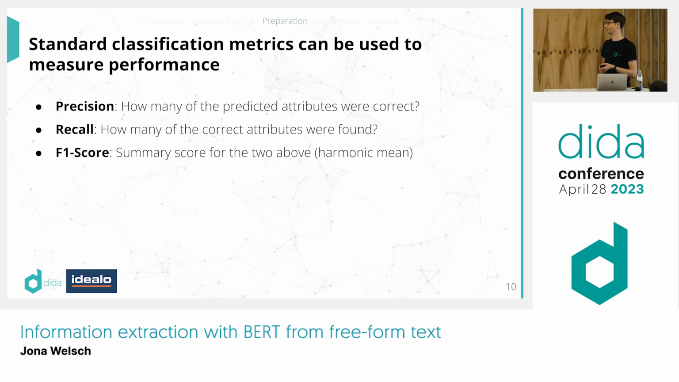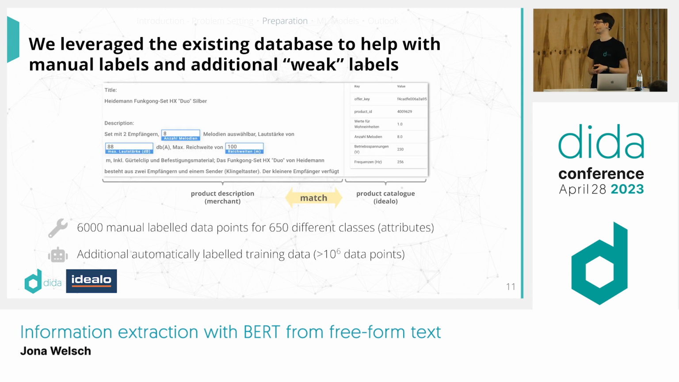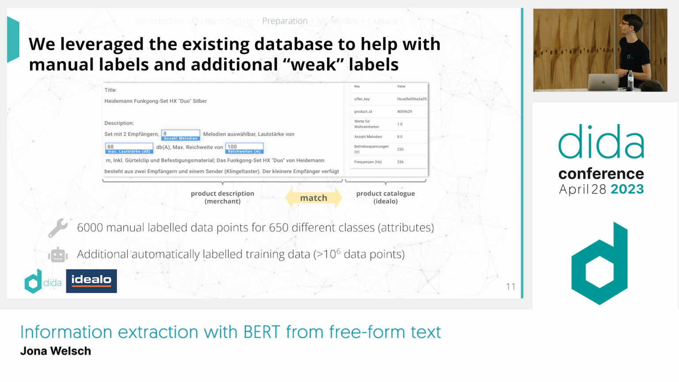All right, let's talk about labeling. We actually had manual labelers helping us there. And what you see here is a screenshot of the actual labeling interface we used for this. On the left, you see an example of an offer text coming into idealo, actually only a section because we cut it at some point. And on the right, you see what is already in idealo's product catalog for this product.